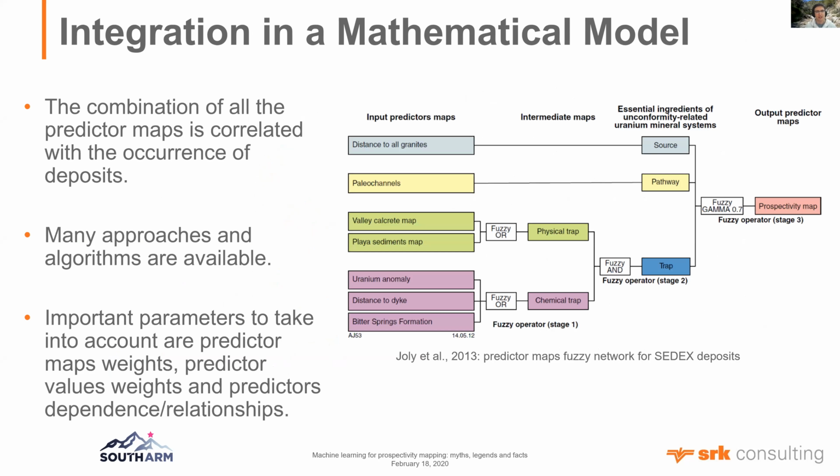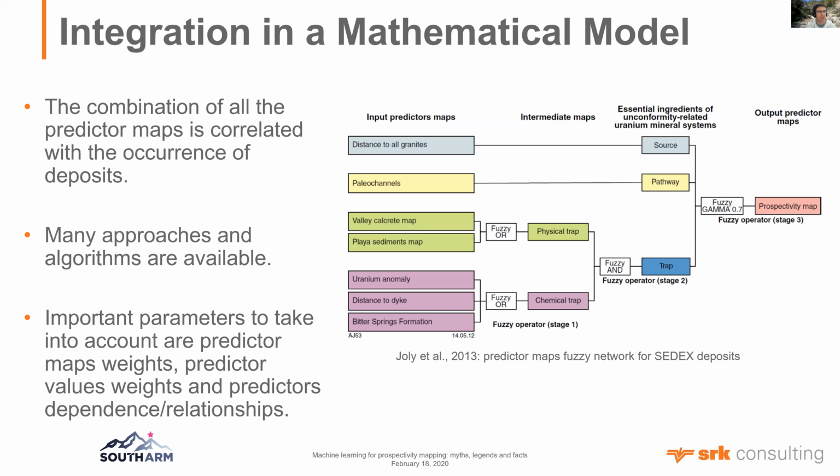And the idea of prospectivity mapping is to take all of these evidential maps together to generate one single map that will help you for targeting, which is your prospectivity map. So to integrate all of them together, you need a mathematical model to combine them and create a map that's highly correlated with the occurrence of deposits. There are many approaches. There's not only machine learning, there's, for example, fuzzy logic, there's weight of evidence, there's plenty out there. Machine learning is just one of them.